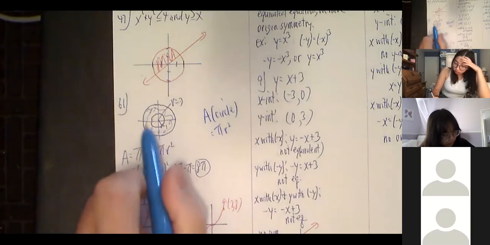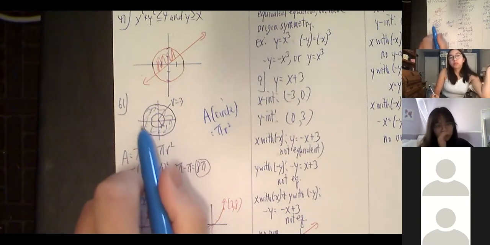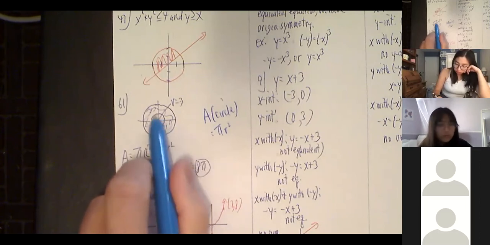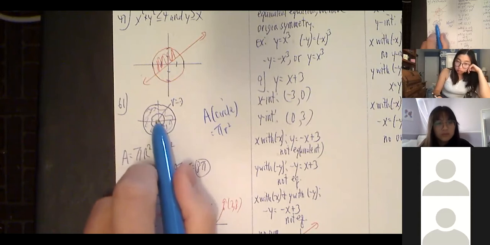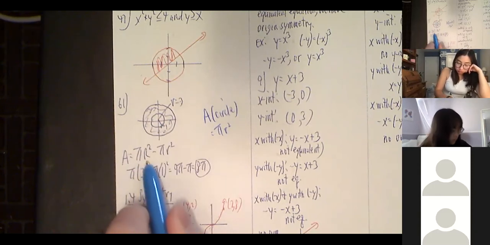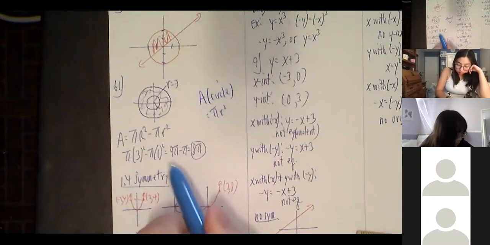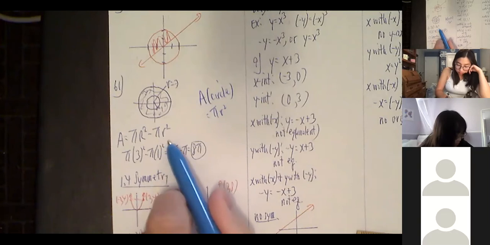So if I want the area of the shaded region, I just take the area of the bigger circle minus the area of the smaller circle, right? I'm just taking this total area and throwing this out. So I call it pi big R squared minus pi little r squared.